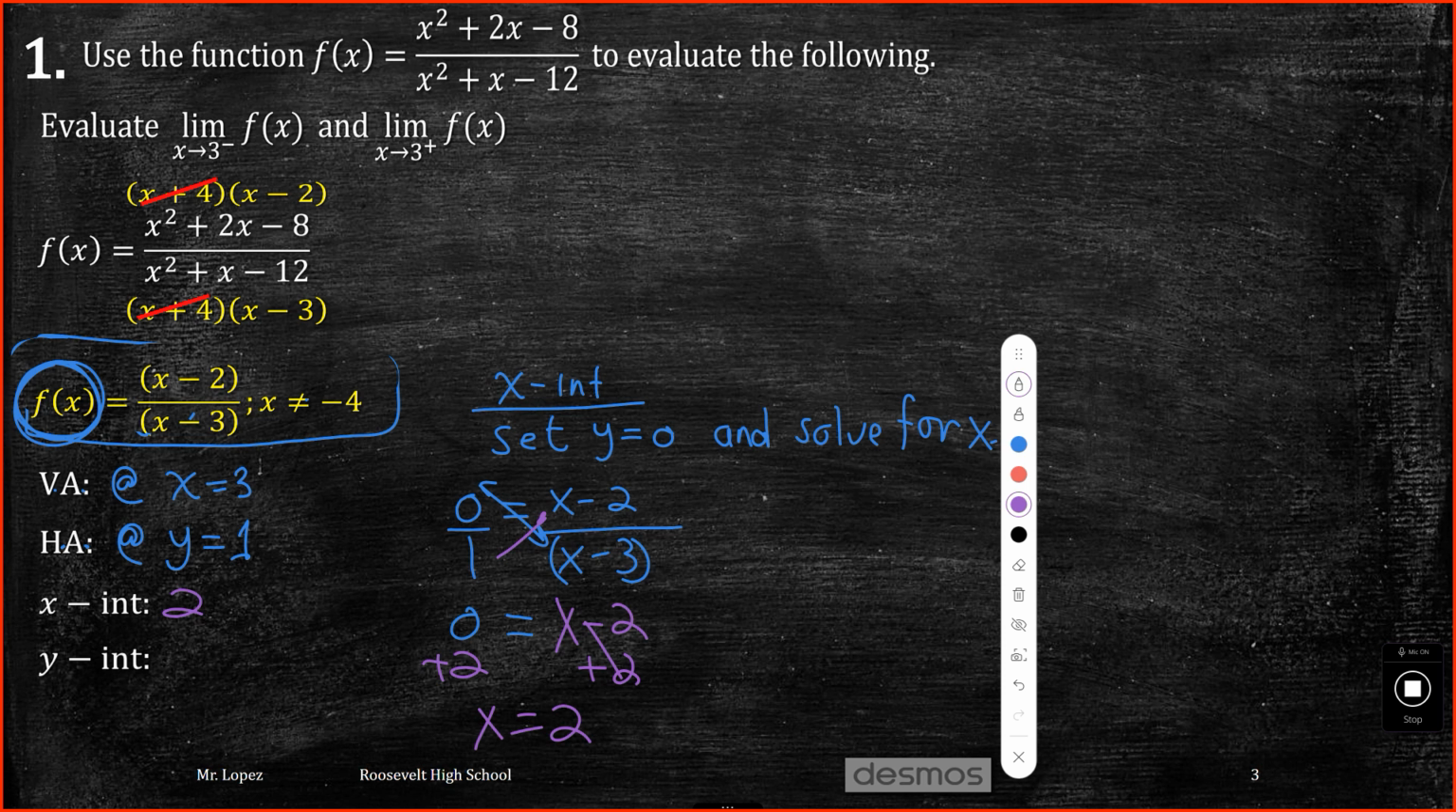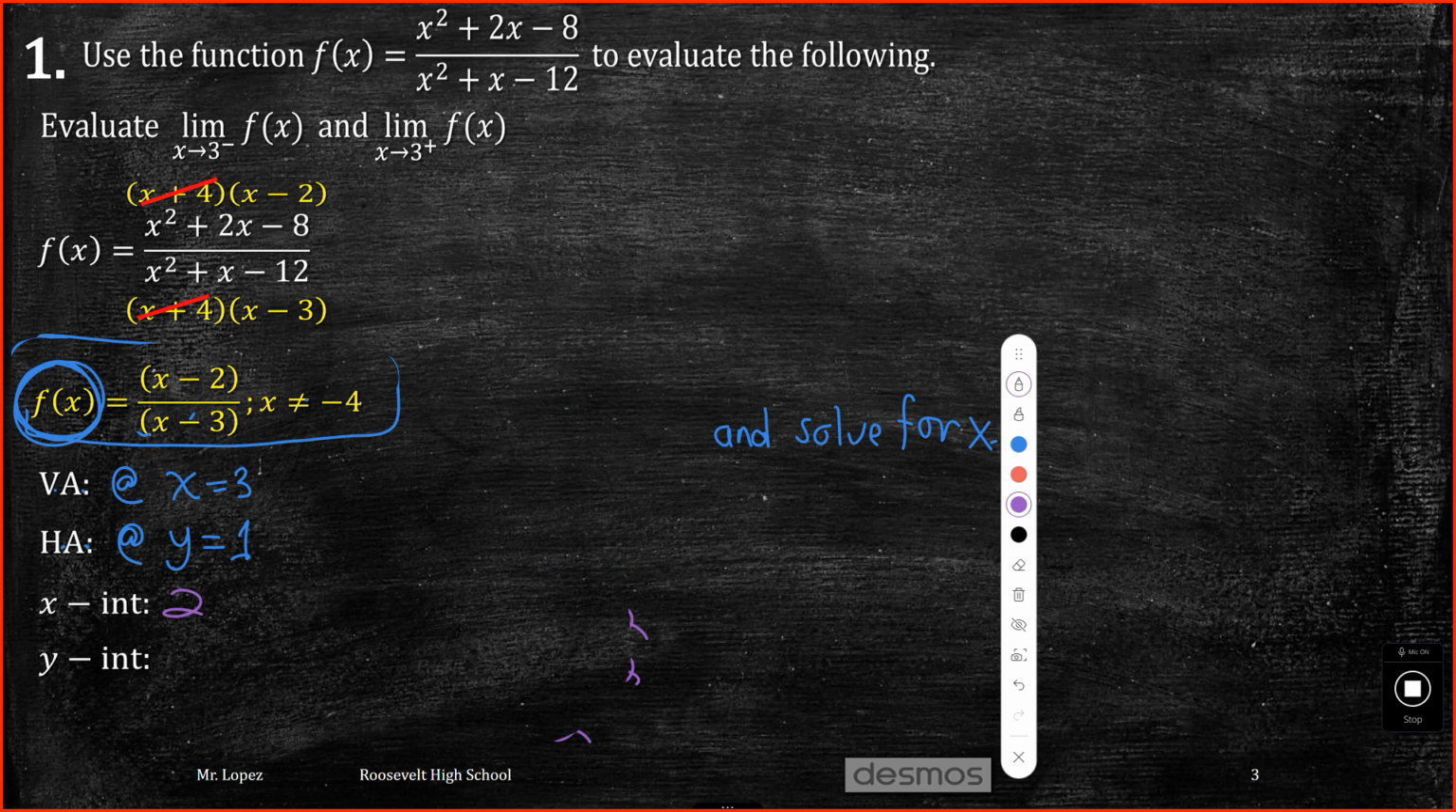To find the y-intercept, we do the opposite. To find the y-intercept, set the x equal to 0 and solve for y.